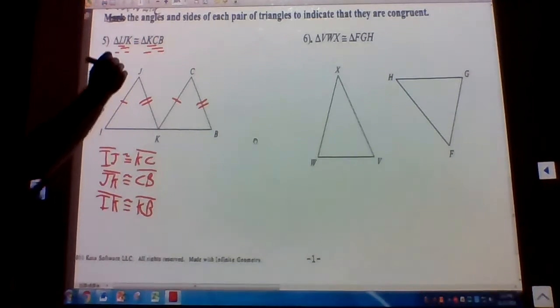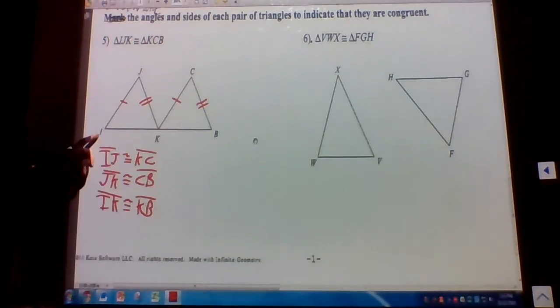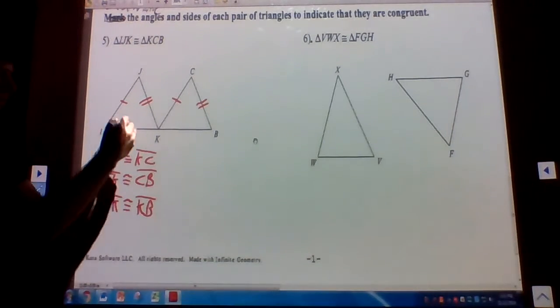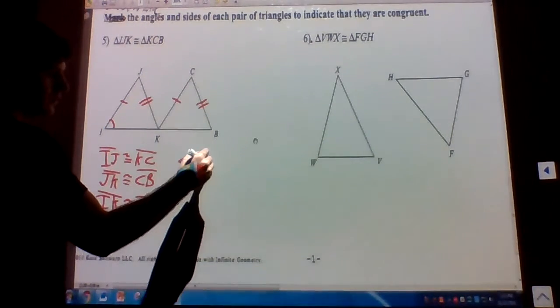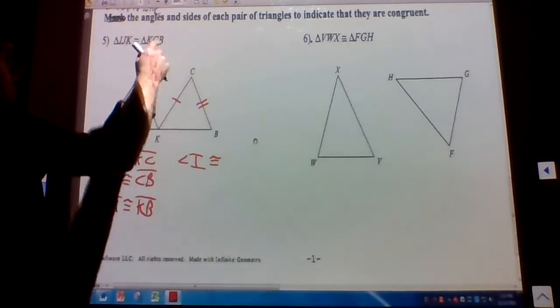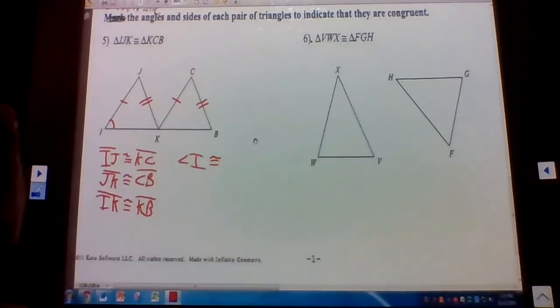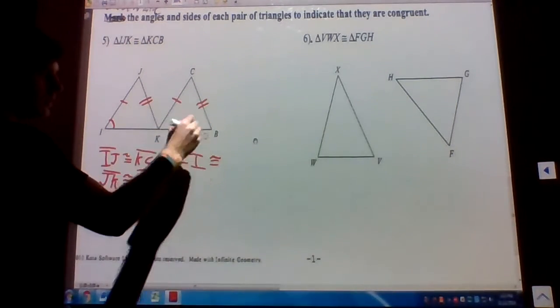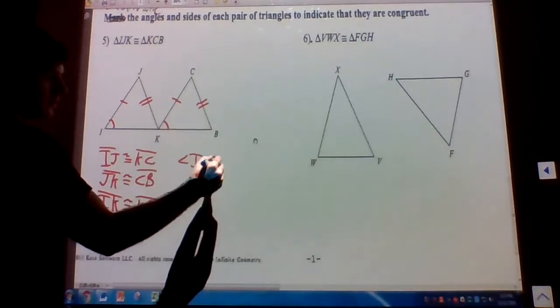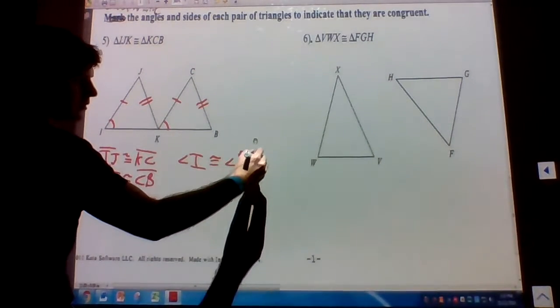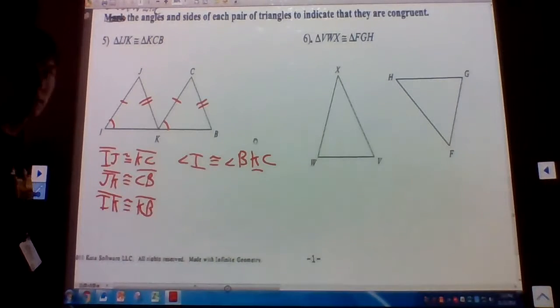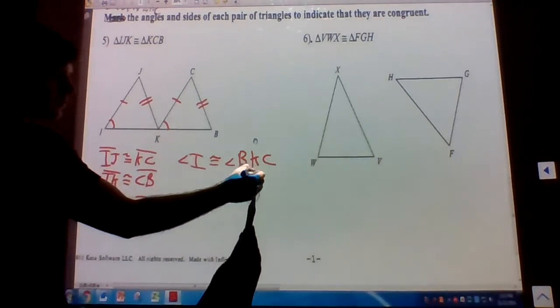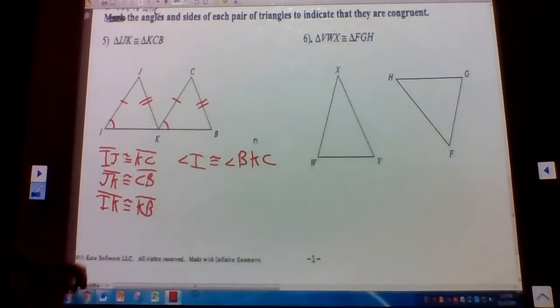Okay, now we look at angles. So we have angle I here. I is going to correspond with K. We can't call it angle K though, so we have to call it angle BKC. Right, our vertex is in the middle, so K is the vertex of that angle, so it's in the middle. Another angle here is J.